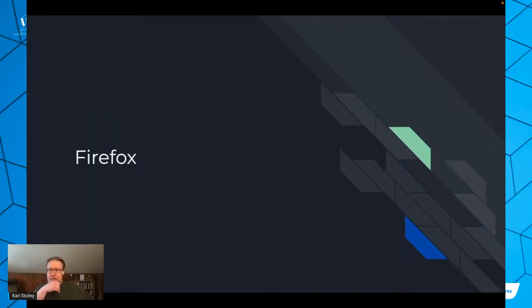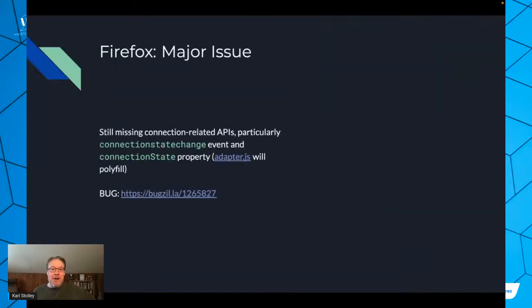But what I want to get to is our actual state of the browser. And I want to start with Firefox, which I think has been unfairly maligned in the industry when it comes to WebRTC. And Firefox has had some lingering things, but a bunch of them have been fixed. I've got one issue labeled as a major issue, though I've changed my mind as to whether I think this is major or not: we're missing all of our connection-related APIs, particularly the connection state change event and the connection state properties.